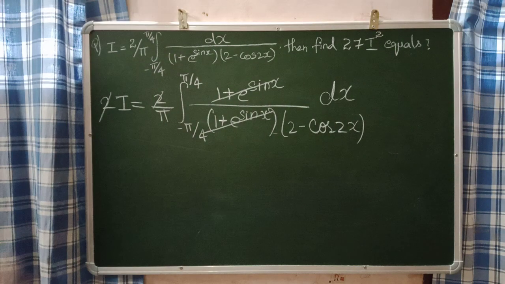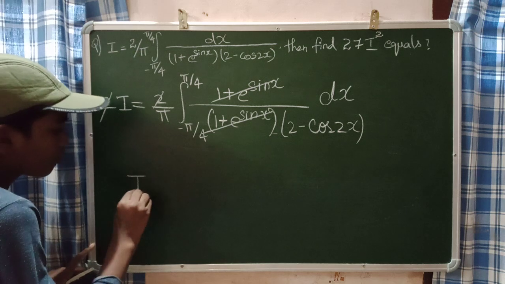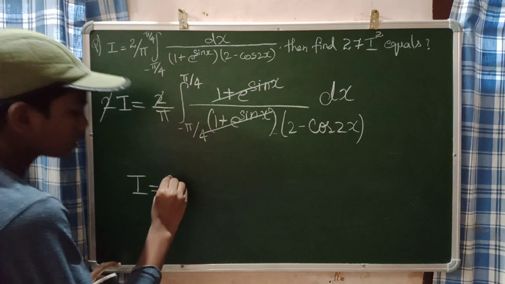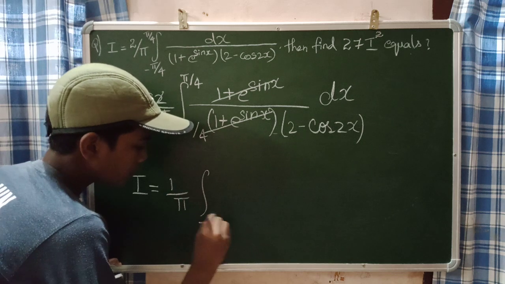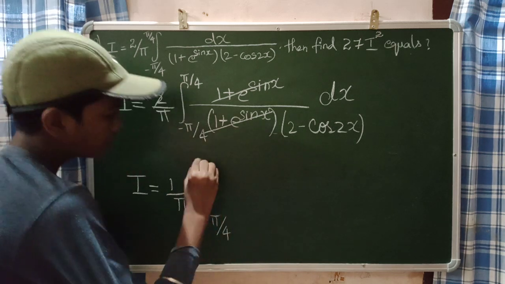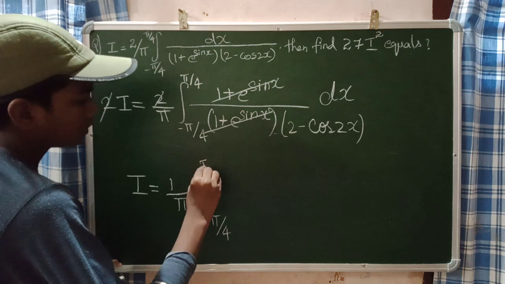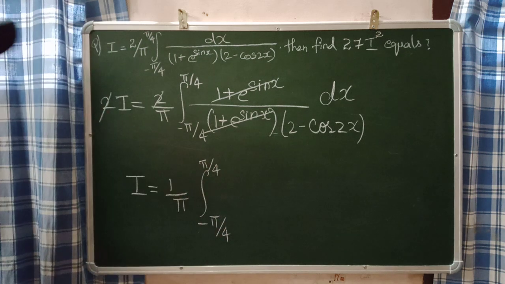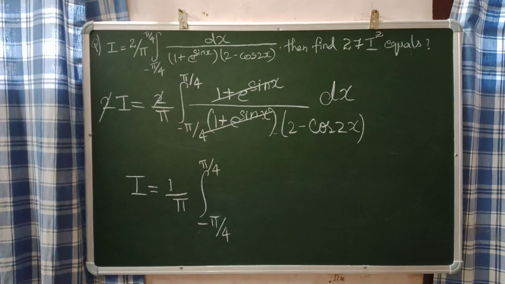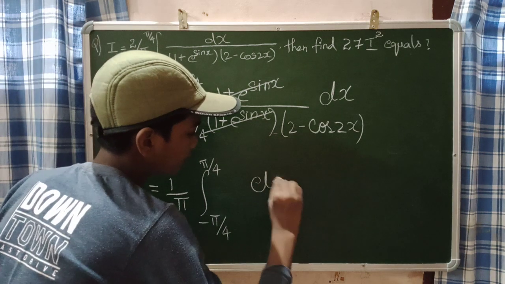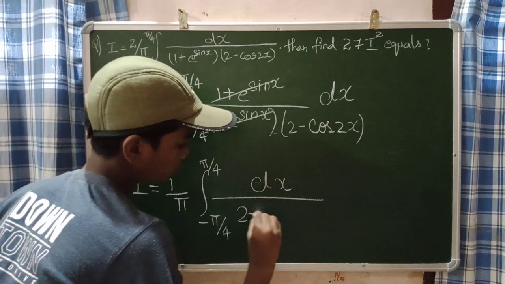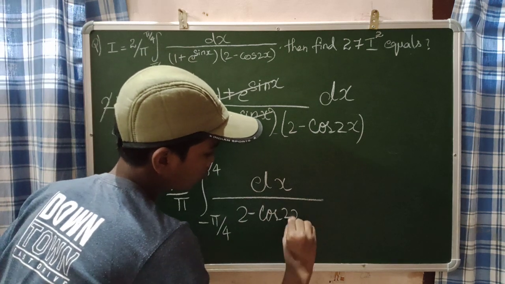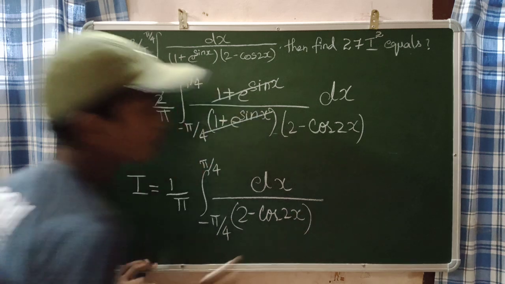Now I cancel this 2 and 2, and I got an integral of the form I is equal to 1 by pi, because the 2 got cancelled. Then the integral from minus pi by 4 to pi by 4. Next, what you will get is dx divided by 2 minus cos 2x. Now listen carefully, guys.